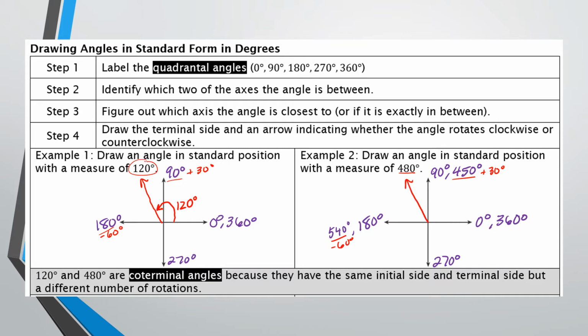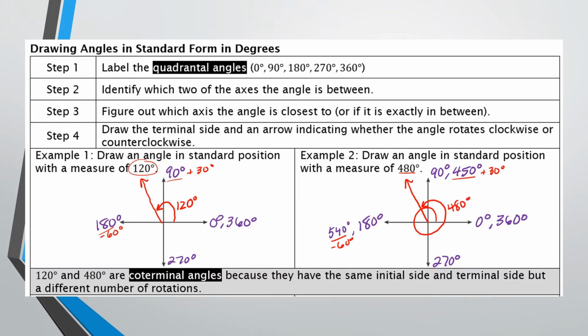Now you may notice that the two angles that I drew, the terminal sides, are identical. They're exactly the same amount of degrees away from the positive y-axis. And that is not a coincidence, but the difference here is that the number of rotations is not the same. So for 120 degrees, we only had to rotate part of a rotation. For 480 degrees, we have to go all the way around plus the 120 degrees. So it's a full rotation plus the 120 degree angle.